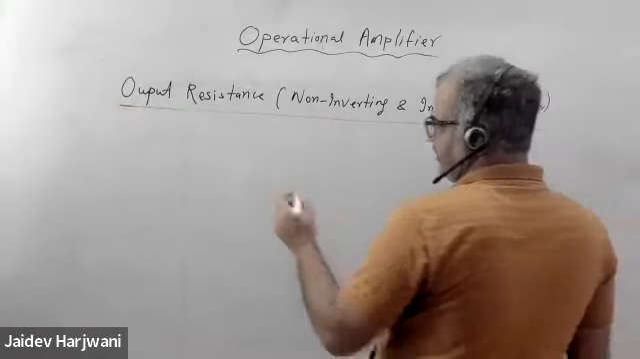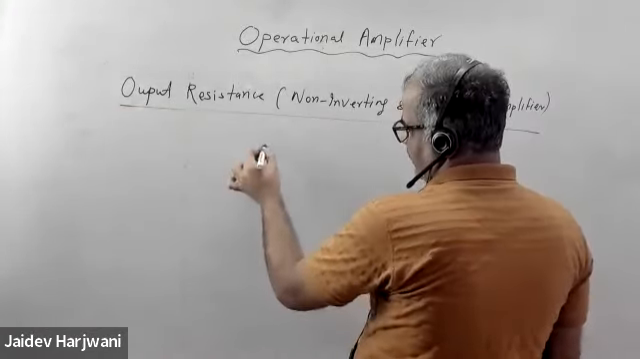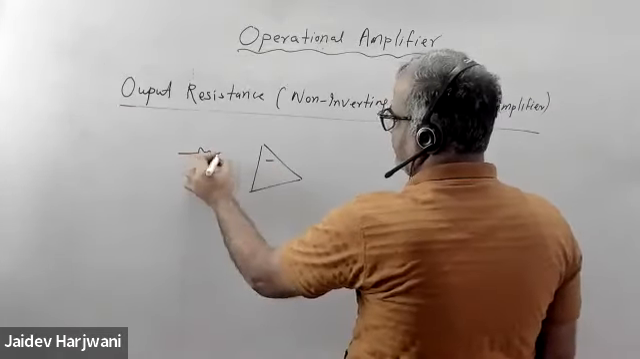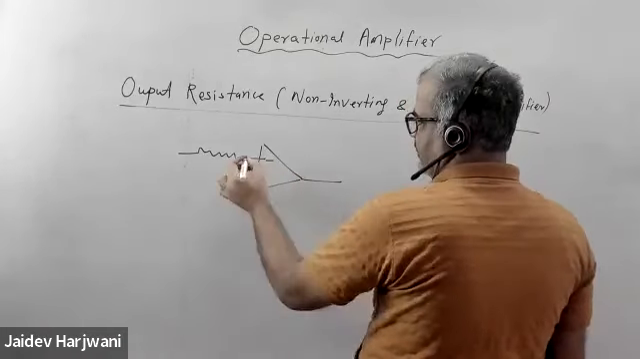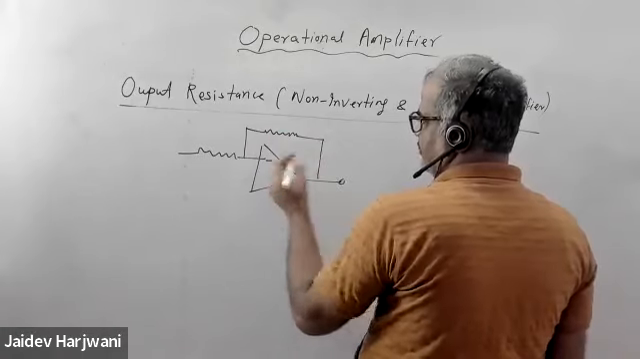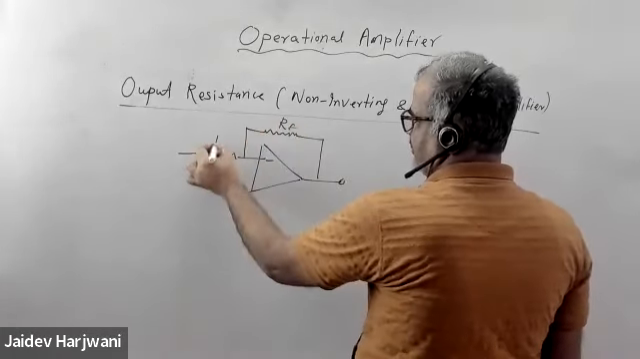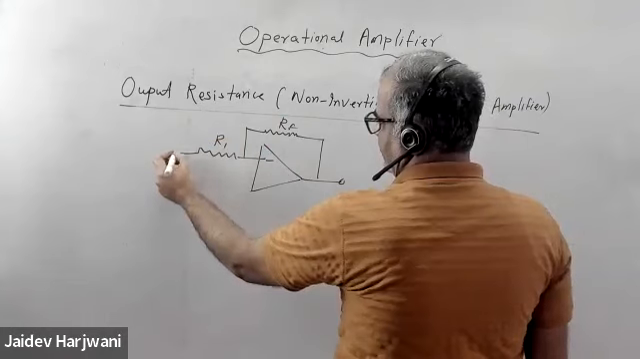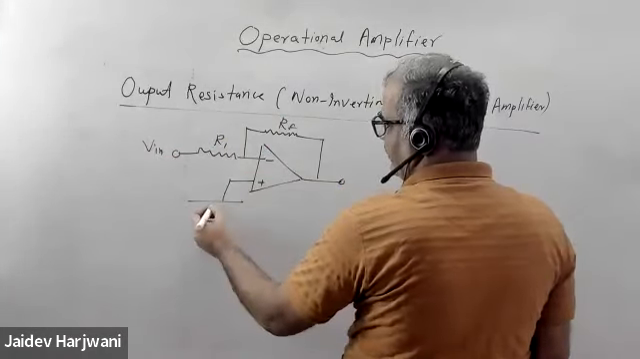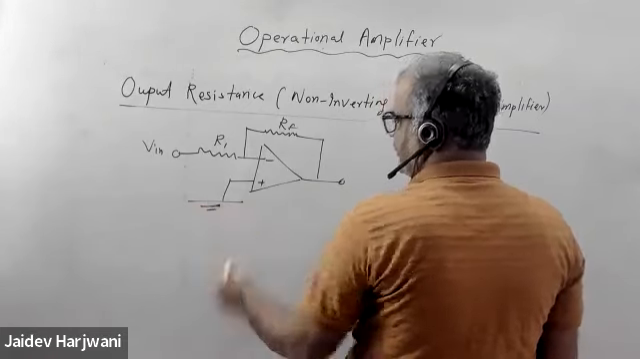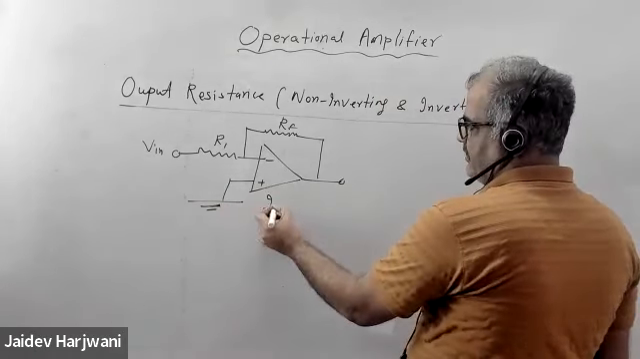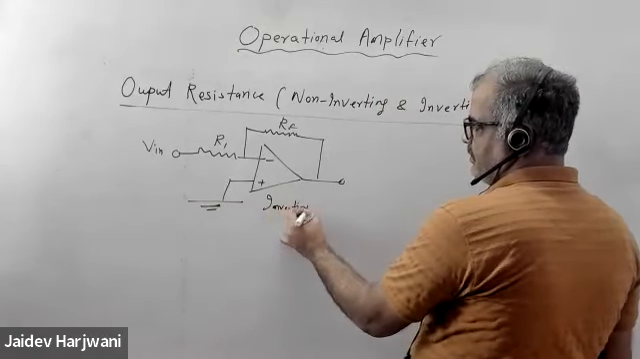So now if we see non-inverting amplifier or inverting amplifier, you have a loop. Loop is always at inverting terminal. Feedback is negative feedback. You have RF here, you have R1 here, and then you are supplying the V input here, and your non-inverting terminal is grounded. This is your inverting amplifier.